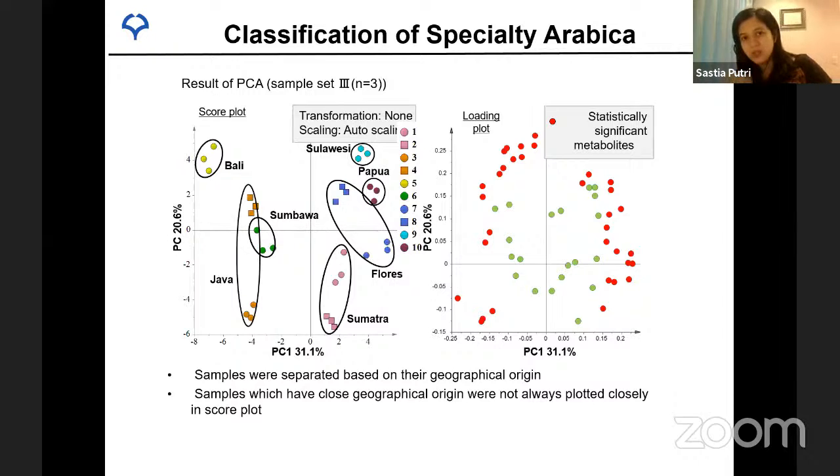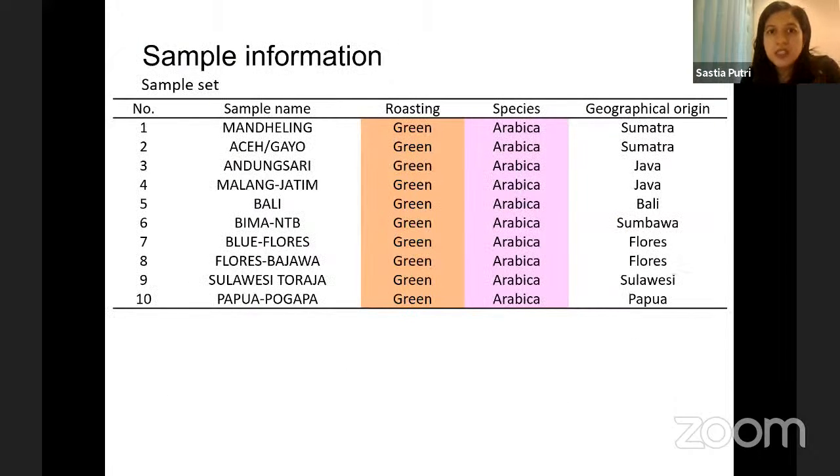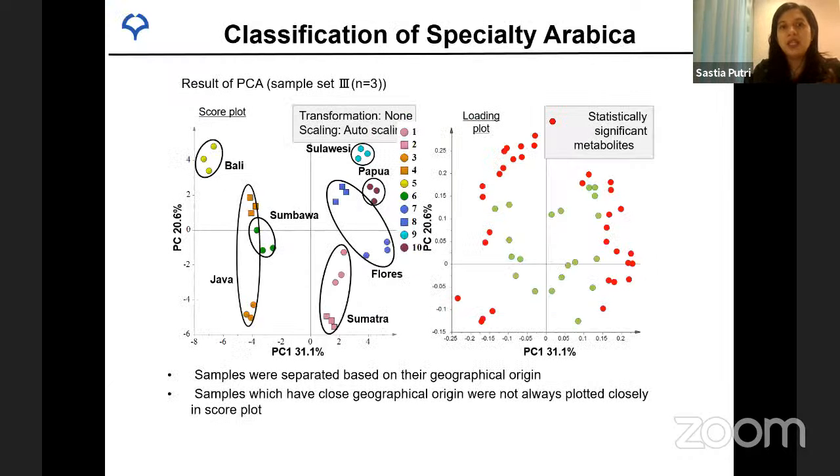Then it's very interesting that we could see very clear separation of samples based on their geographical origin. And the samples which have close geographical origin are not always plotted closely in the score plot. You could see that for the Java samples, one comes from Andung Sari and one comes from Malang. So it's a different region in Java, but they are still clustered closely to each other.